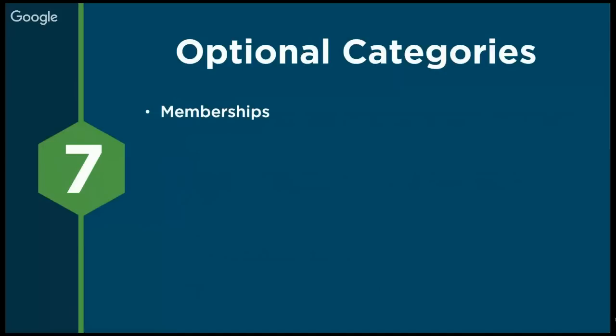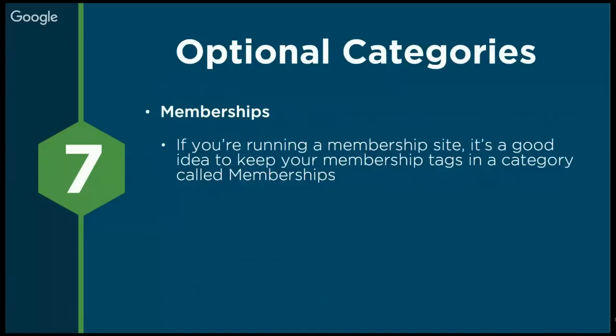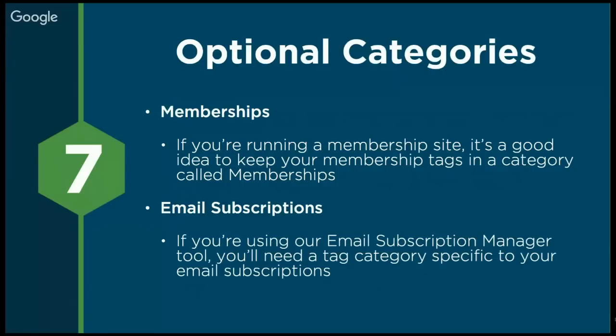Another couple of optional categories: memberships. If you're running a membership site, it's a good idea to keep your membership tags in a category called memberships. Also, email subscriptions. If you're using our email subscription manager tool, which gives your subscribers options instead of just opt out and that's it, they can say, well, I want to subscribe to the weekly newsletter and the special offers, but I don't want the monthly digest. Then you'll need a category specific to your email subscriptions so that it makes sense for them.